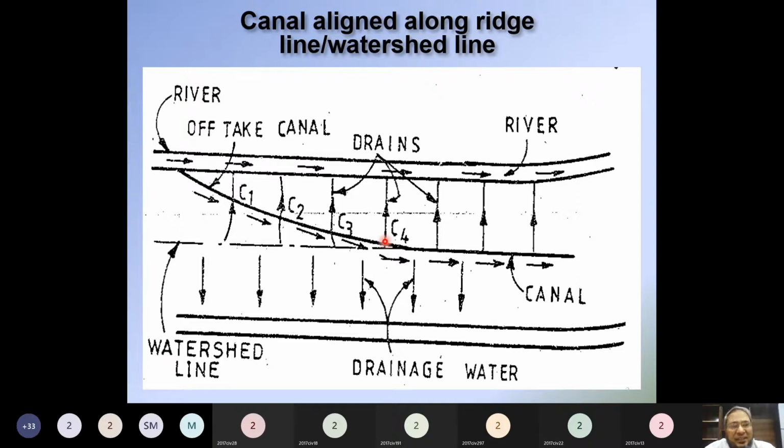What are the two main advantages of providing a canal over the watershed line or over the ridge? What are the two major advantages? Sir, there is a better command over the source area. One is we have a better command over the area which is to be irrigated, because we can easily provide the water through gravity flow. What is the second advantage?